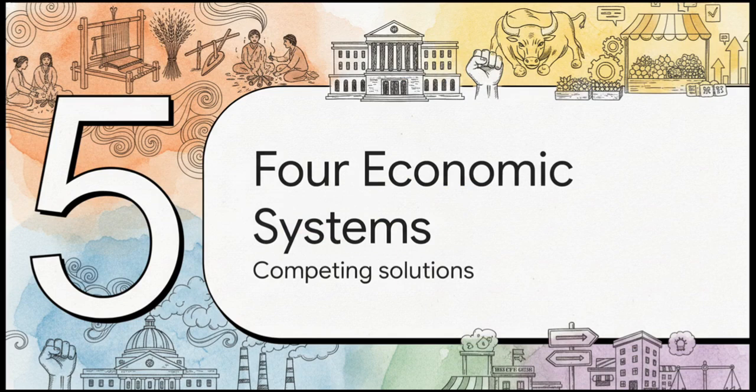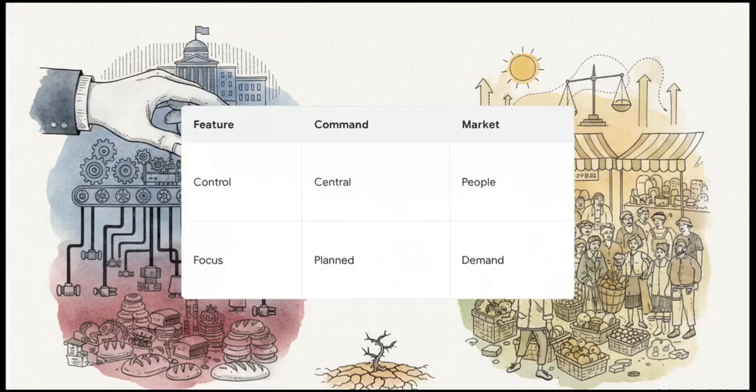Section 5. 4 economic systems. Society's competing solutions. Throughout history, humanity has essentially engineered 4 main frameworks to answer these exact 3 fundamental questions: traditional, command, market, and mixed economies. Let's juxtapose two of the most hotly debated ones. On one side, we have the command economy. This is where a centralized authority, usually the state, controls the economic structure and plans out the output.